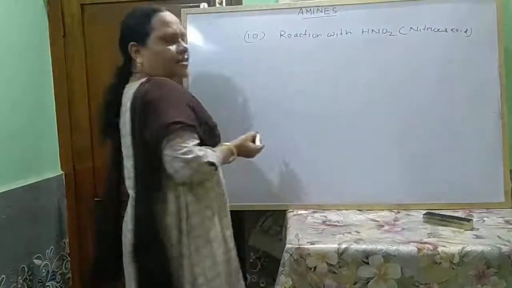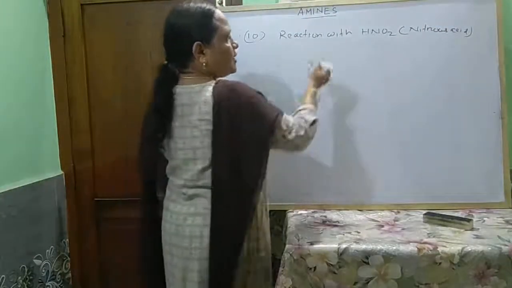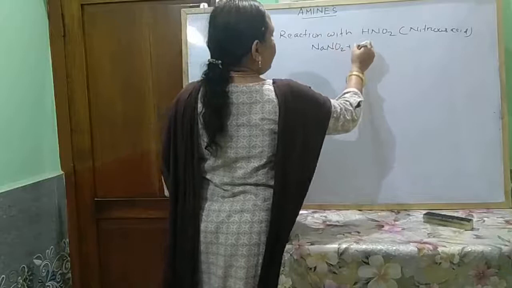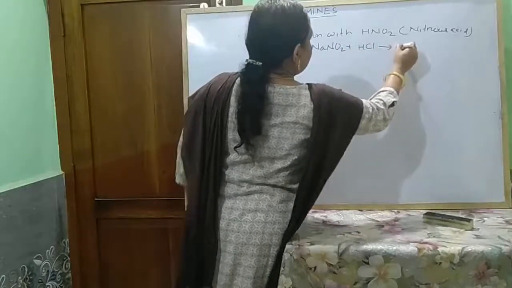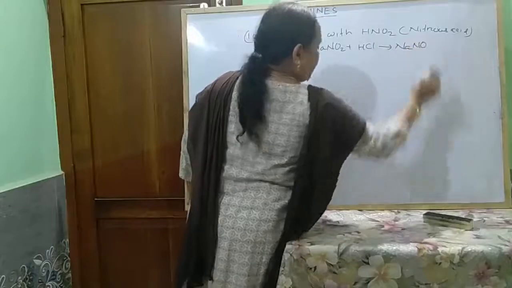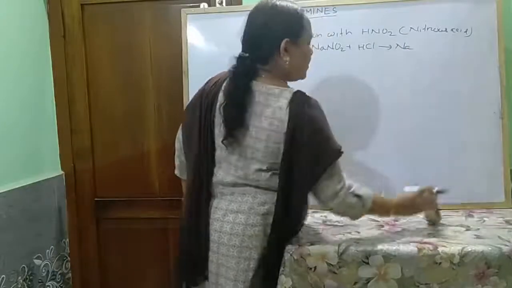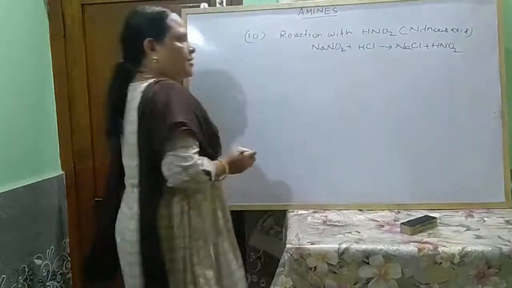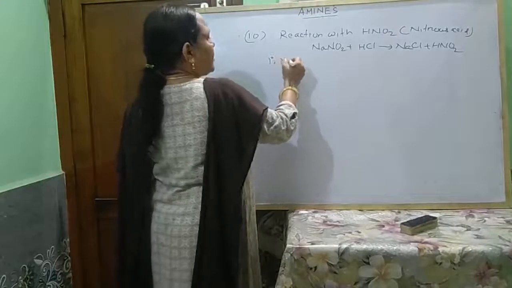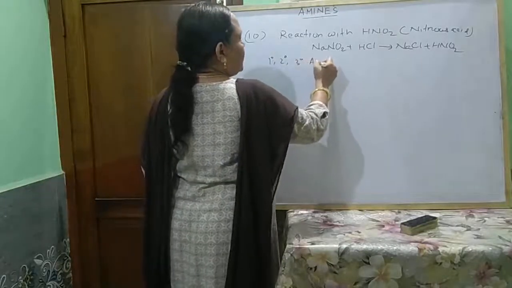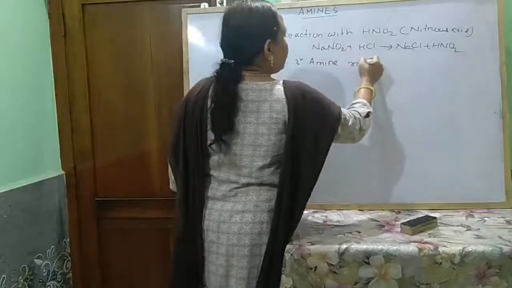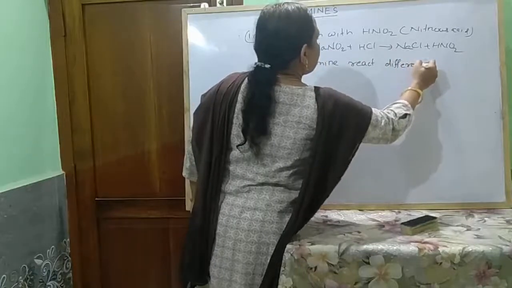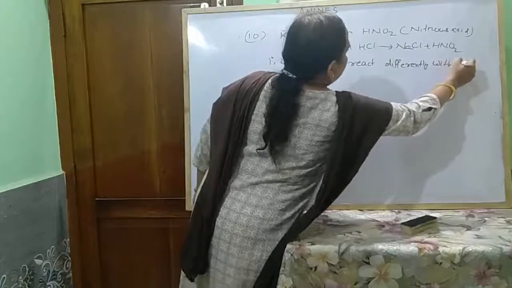Nitrous acid is an unstable acid. It is prepared at the time of requirement by reacting sodium nitrite with hydrochloric acid, giving NaCl plus nitrous acid. The primary, secondary and tertiary amines react differently with nitrous acid.